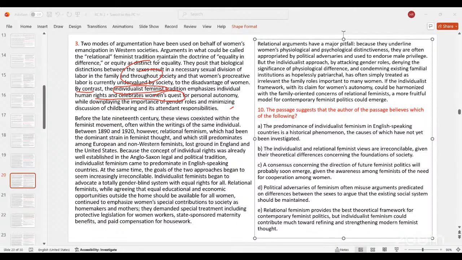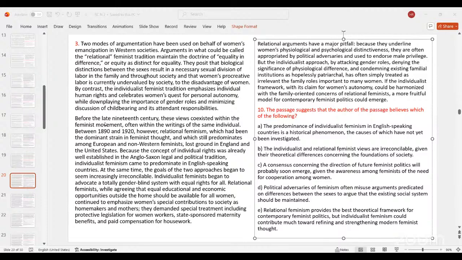Did you get it? So these are the two modes of argument. One is biological differences. Second, the modern one, that every individual should be considered an individual. So what if you have to infer? What does the author suggest? That one is equality, but there is a difference because of gender. Second, there should be individual character instead of the whole women society. Got it? So this is the first information.